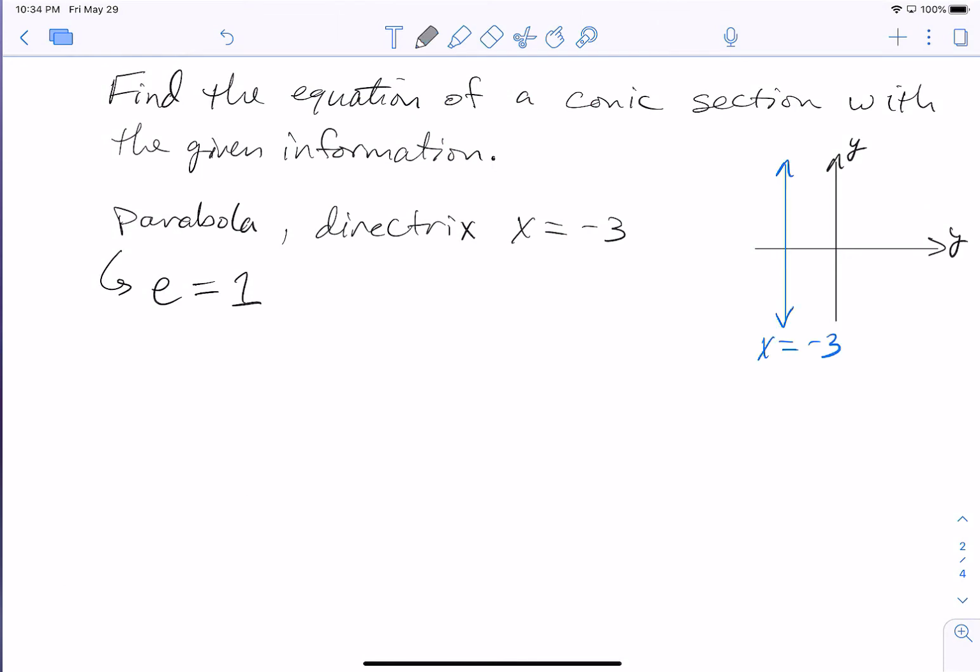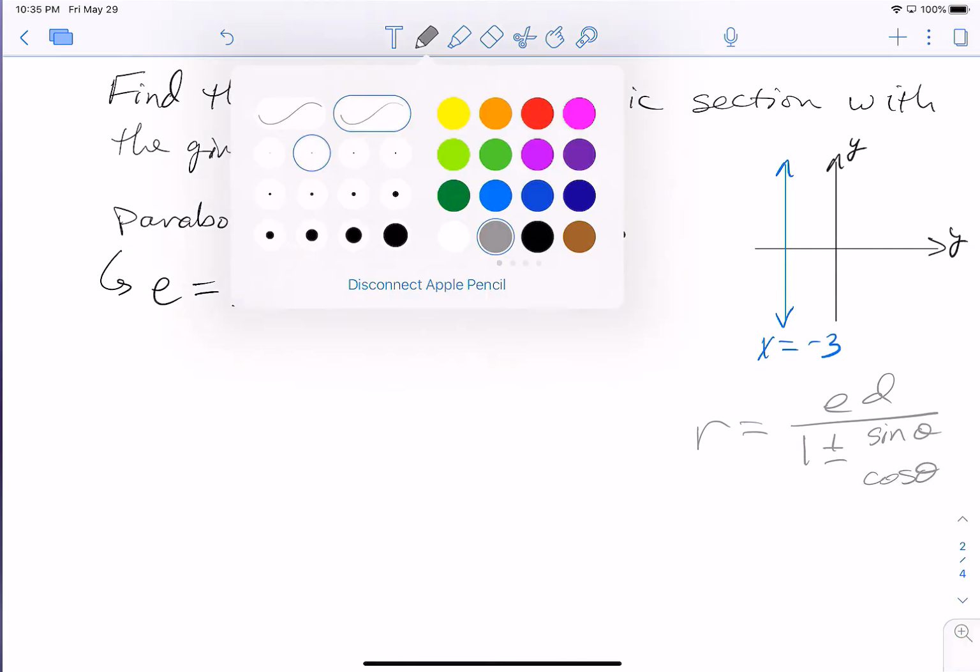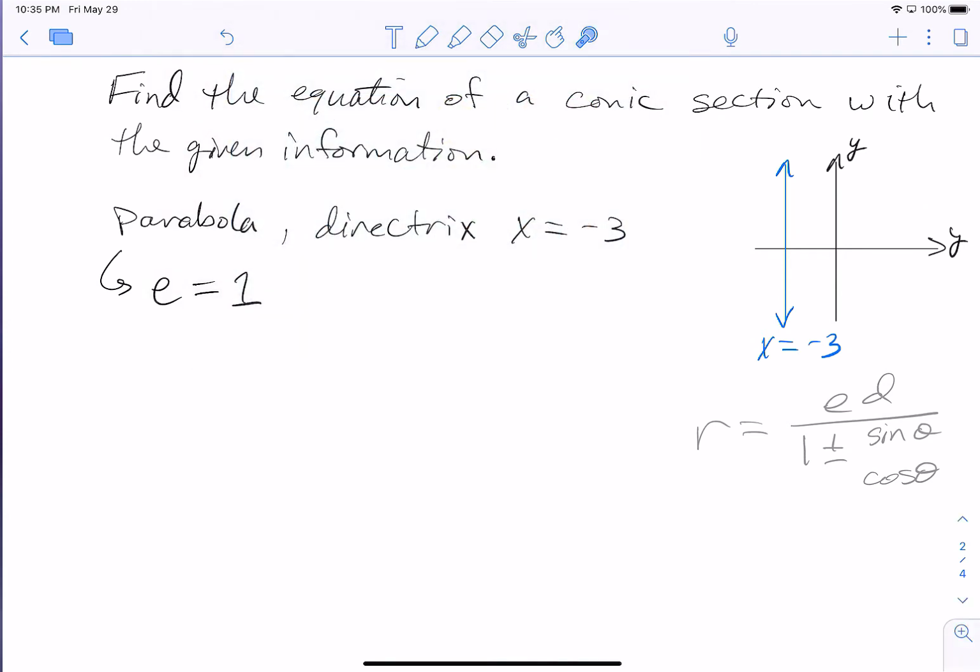But before I get to what it tells me, let's remind ourselves that the equation of a conic section in polar coordinates is r is equal to ed divided by 1 plus or minus either the sine of theta or the cosine of theta. Now the two things that I can get out of knowing that the directrix has an equation x equals -3 is, first, that we have a cosine situation here because this would be a horizontally oriented conic section.